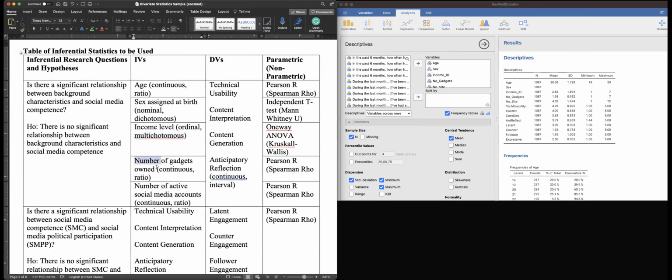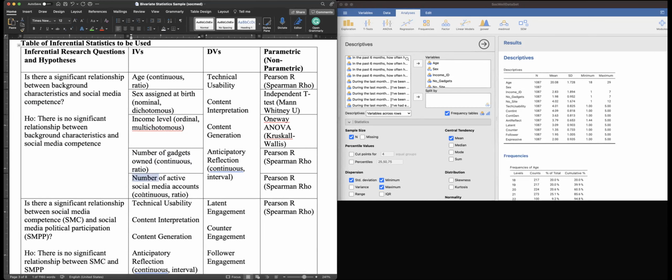And then for number of gadgets owned, we just asked them what are the gadgets that you own, and then we counted how many gadgets they had. So it's continuous and ratio. For number of active social media accounts, it's also continuous and ratio. We asked them which social media are you on, and then we counted their yeses. So that is your ratio. And then since these are Likert scales, this 4, they are continuous and interval. So for age and social media competence, we use Pearson R for parametric and Spearman-Rho for non-parametric. And this goes the same for number of gadgets owned and number of active social media accounts, because these are all continuous to continuous. So Pearson R, Spearman-Rho.